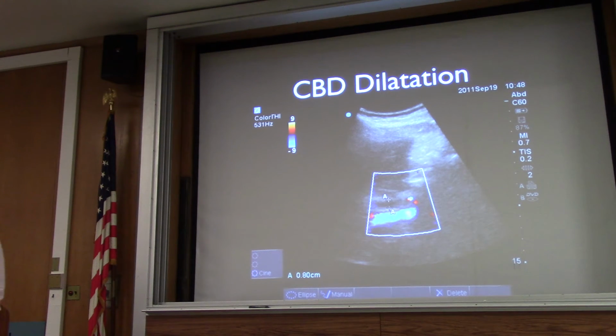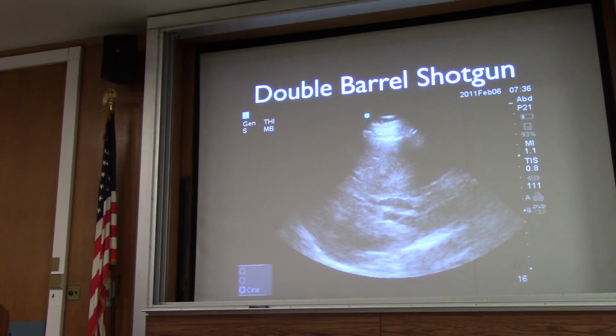So if this is an 80-year-old patient, that's probably fine. But if they're 50 or 30, this is an issue. And then here you can see two structures. Remember, the CBD should not be the same size as the portal vein, so there's a term for that, always terms, and that's called the double barrel shotgun sign. So it's kind of like a double barrel shotgun.